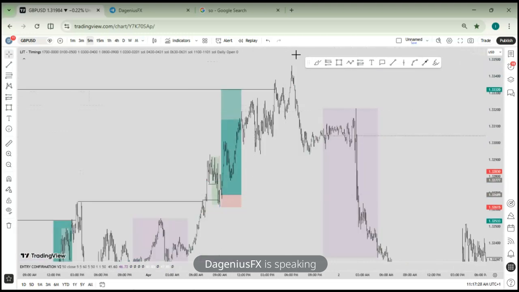We go into the next day, we have a rejection of price. Thankfully, it is after New York, after London. What happened again? Mitigation during Asia.